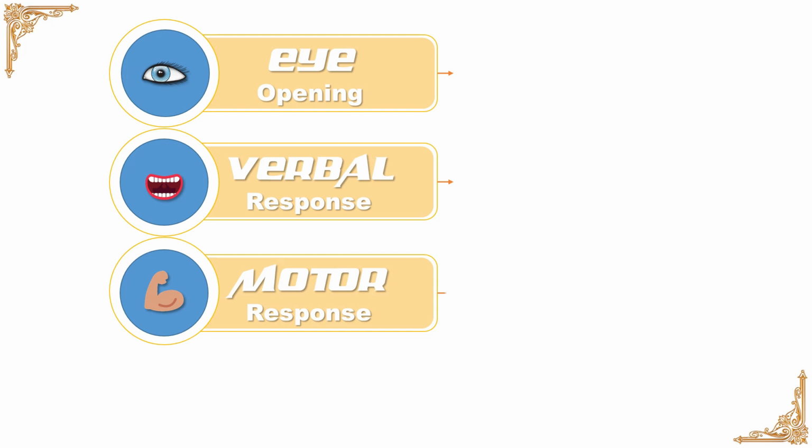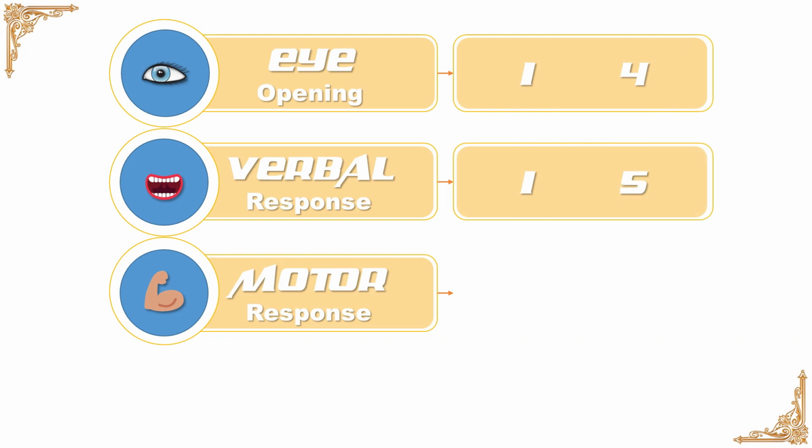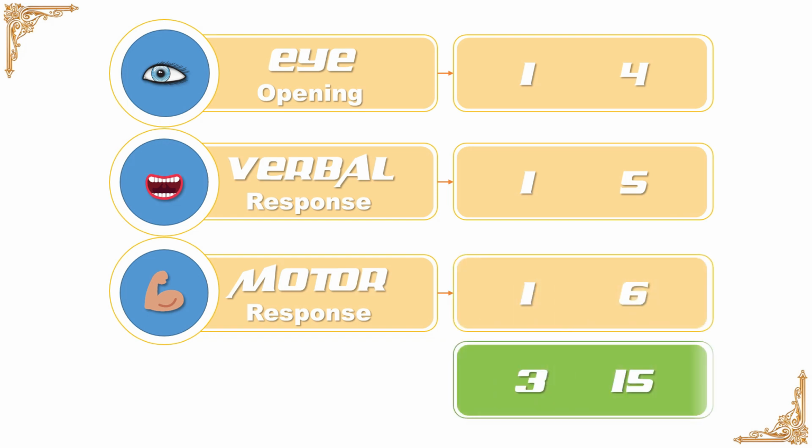The lowest score for eye opening is 1 and the highest score is 4. The lowest score for verbal response is 1 and the highest score is 5. The lowest score for motor response is 1 and the highest score is 6. Therefore, the lowest GCS score possible is 3, and the highest possible GCS score is 15.